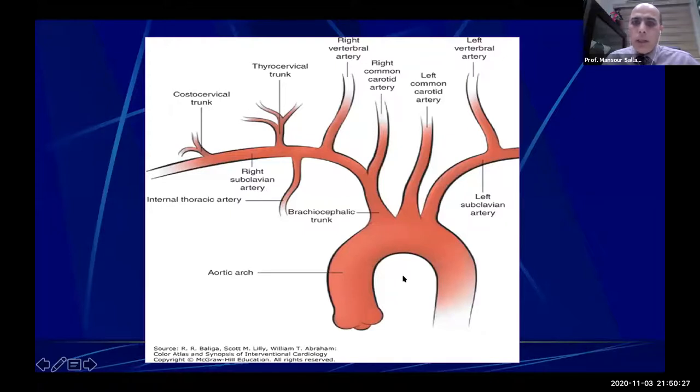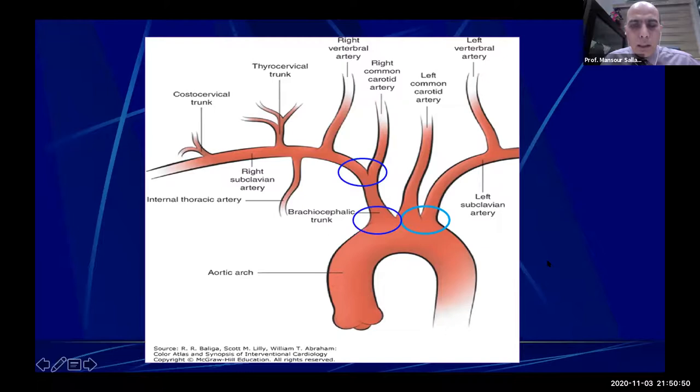How many resistance points may we meet while working from the left? Only one. If you have left subclavian artery tortuosity at the junction with the arch, this is only one resistance point. While working from the right, we may have two: one at the bifurcation of the innominate and one at the innominate arch junction. If there is any tortuosity here, usually we will face resistance.